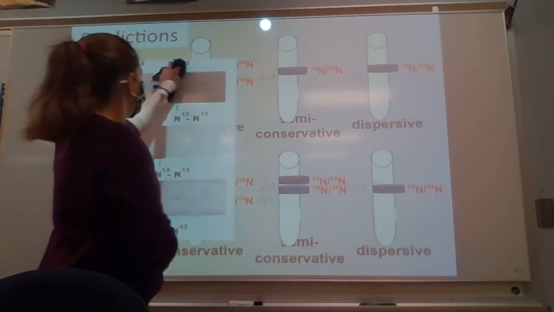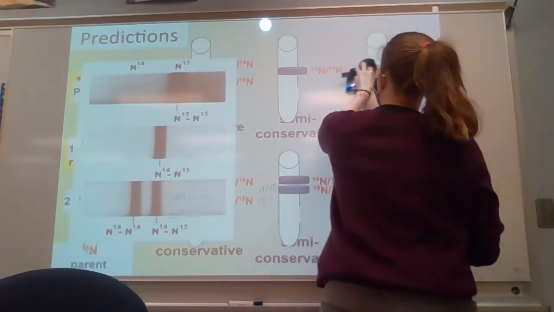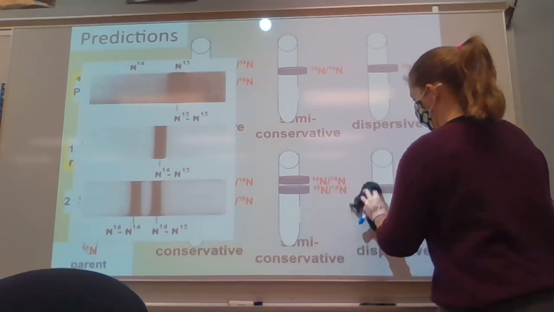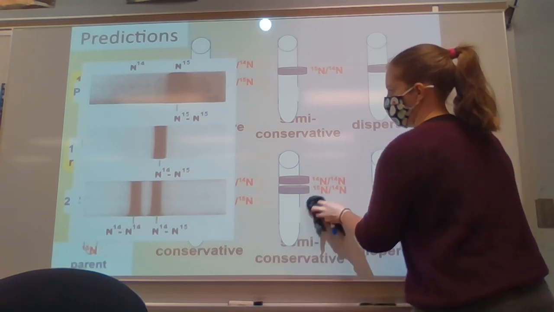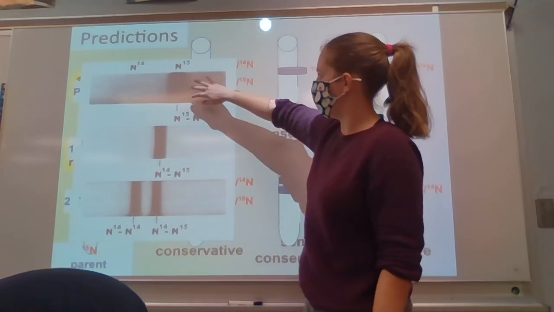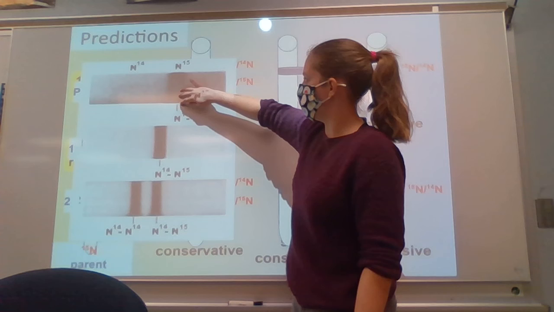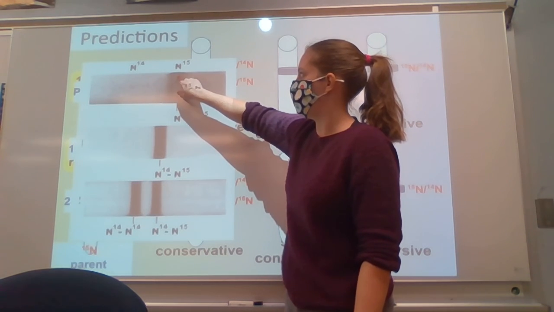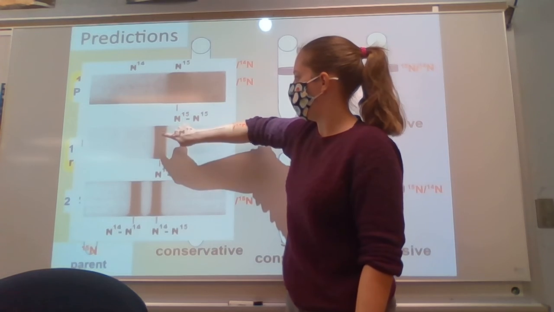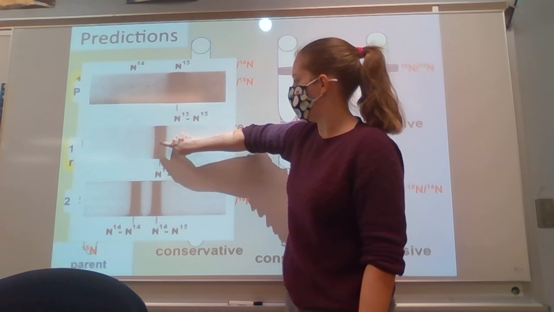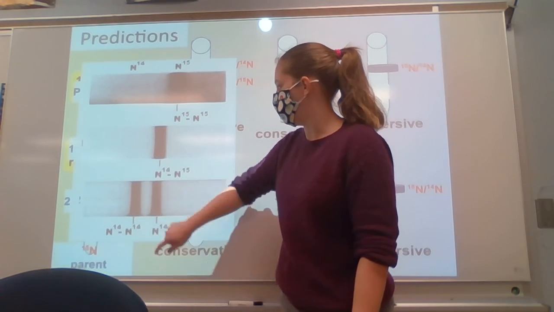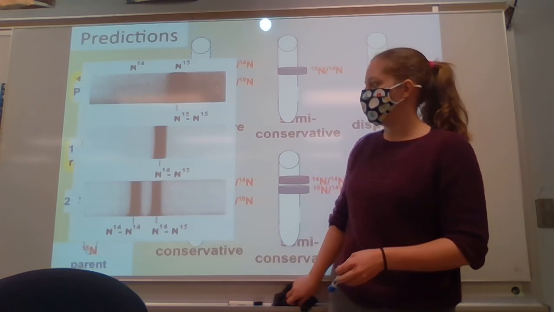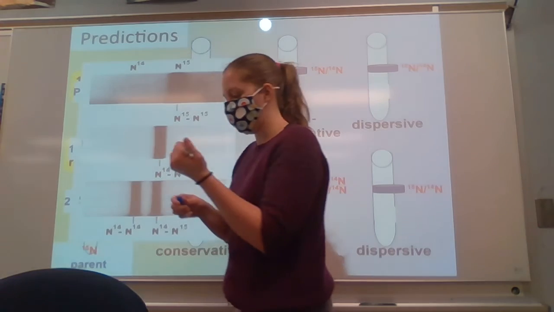Here's the actual data. So here's the original DNA before any replication. So we're starting with DNA that's all nitrogen 15. Here's after the first round of replication. Here's after the second round of replication. Okay, go ahead and analyze that data in your group. What type of replication happened and why?